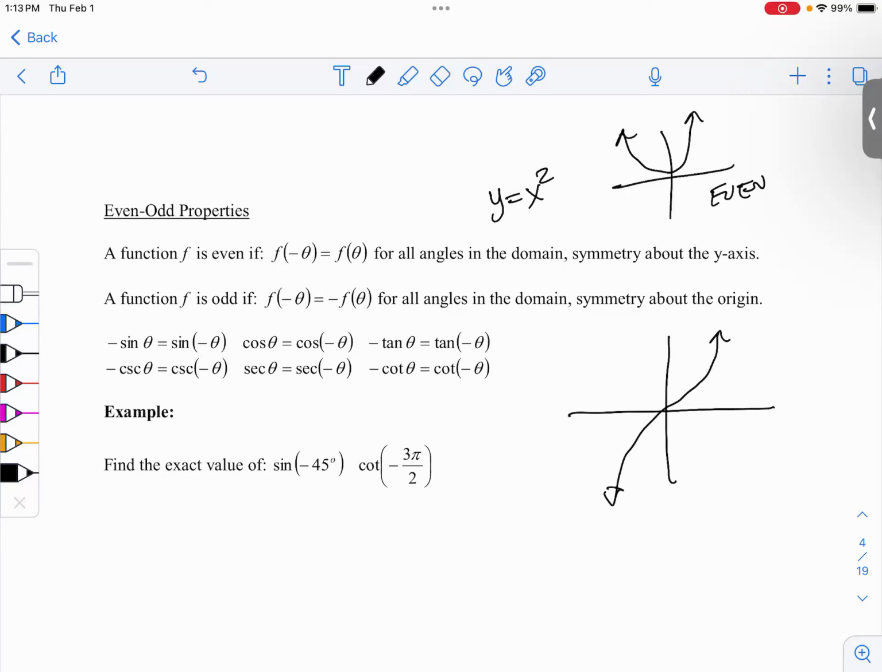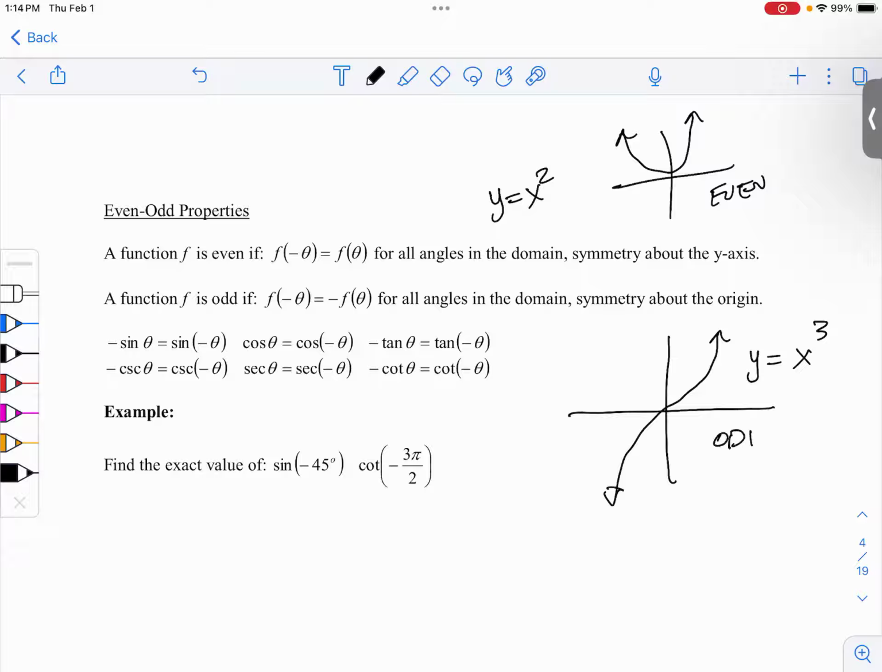What is that the graph of? Anyone know? It's like cubic root. That's not a cube root. That's just a cubic. Cube root is actually an odd function as well. You're absolutely correct, because a cube root looks like that, right? Same thing. Both of those are examples of odd functions.